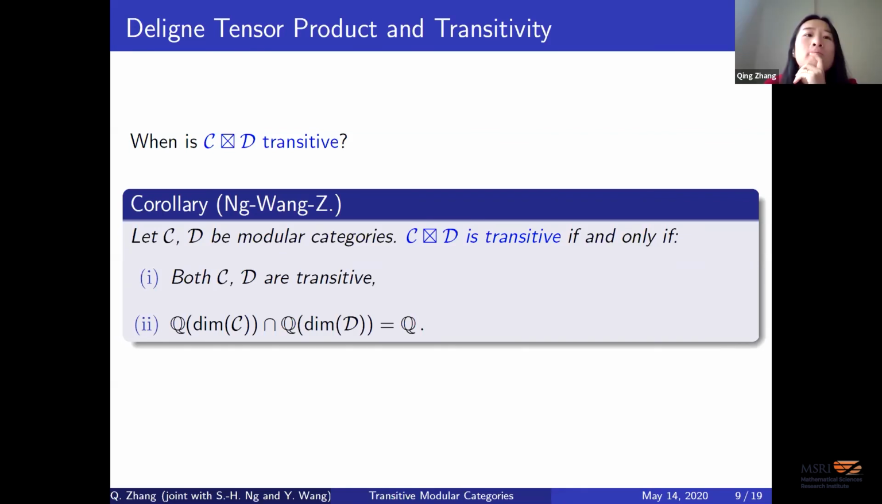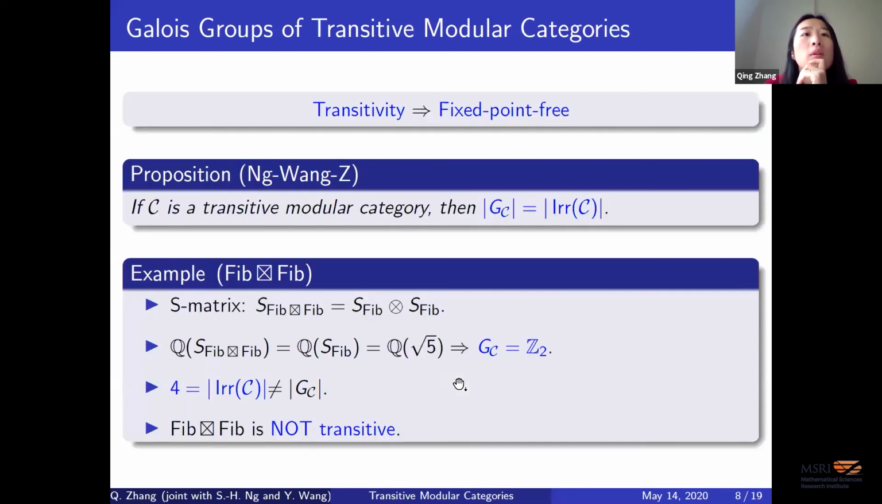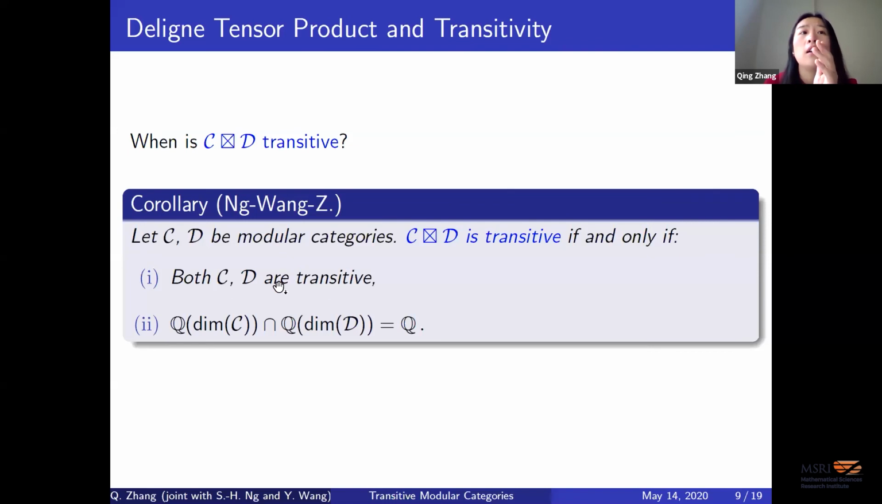Well, being transitive is a very strong condition. For example, Fibonacci tensor Fibonacci doesn't satisfy this property. That means possibly one Galois element from one part of a Deligne tensor product will affect the other one. Intuitively, that is why we have this second condition. Yeah, I see. So if the Galois group is going to act transitively, it can't act this way. Yeah, you can't have the same action.